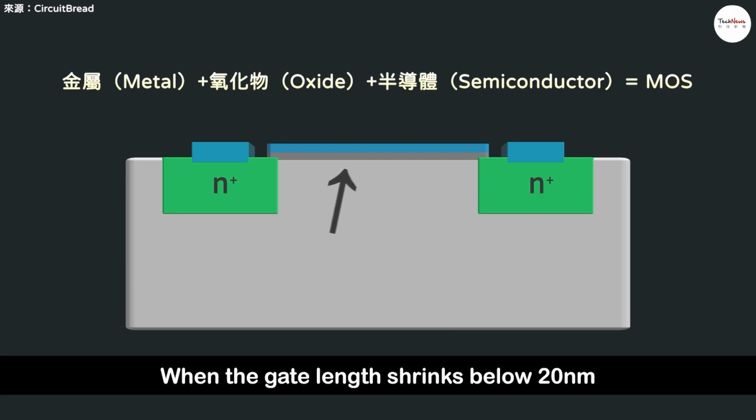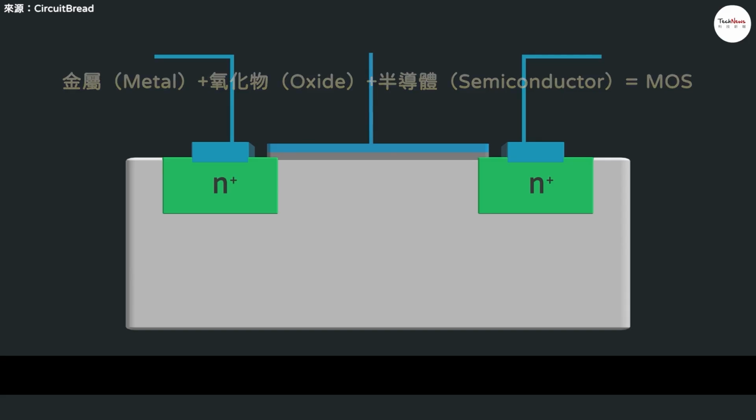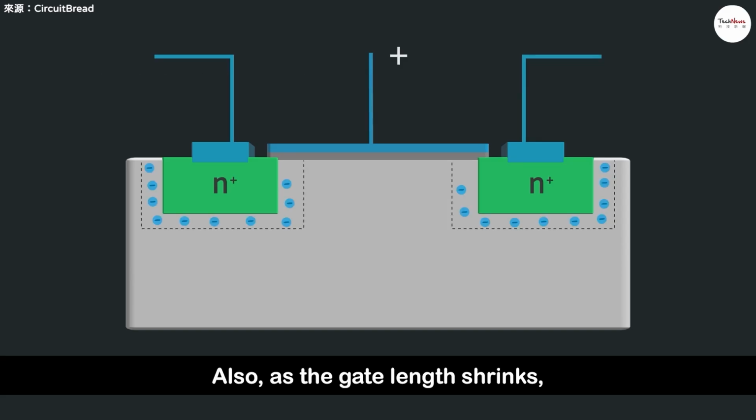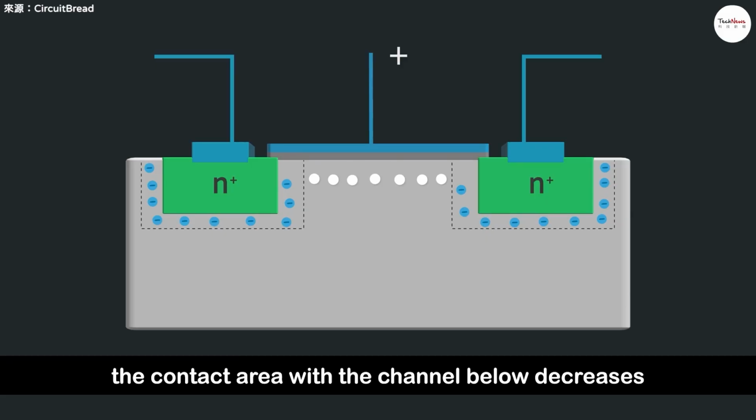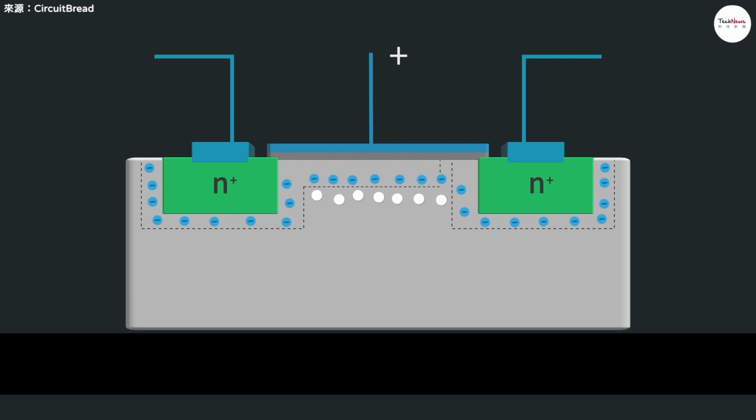When the gate length shrinks below 20 nanometers, electrons can sneak past, causing leakage. Also, as the gate length shrinks, the contact area with the channel below decreases. The goal of process scaling is to solve leakage and increase gate contact area.